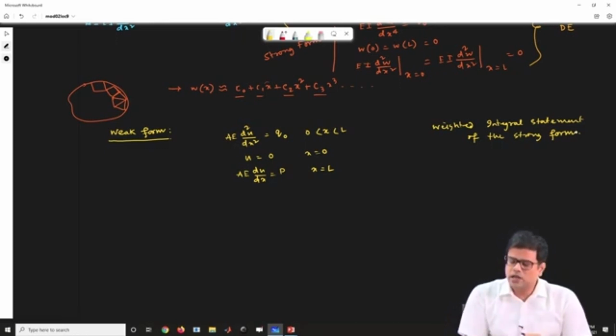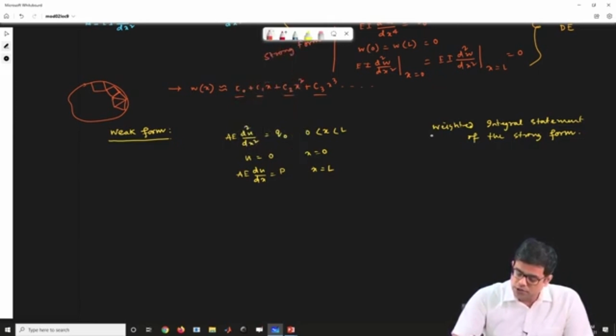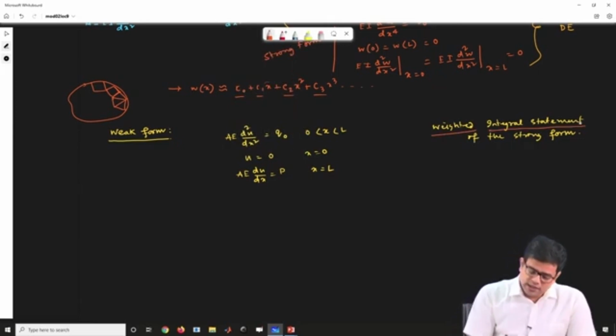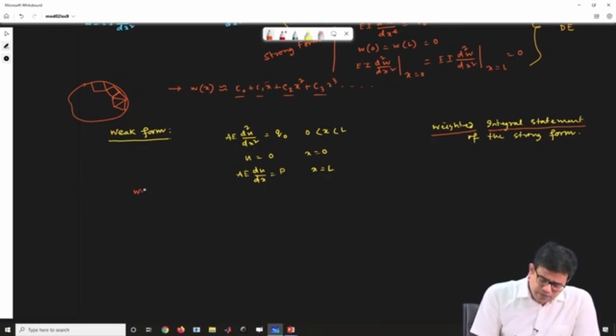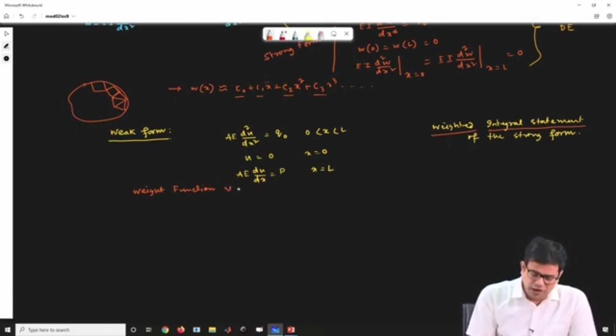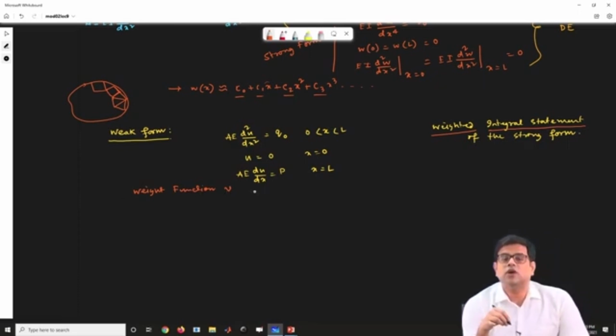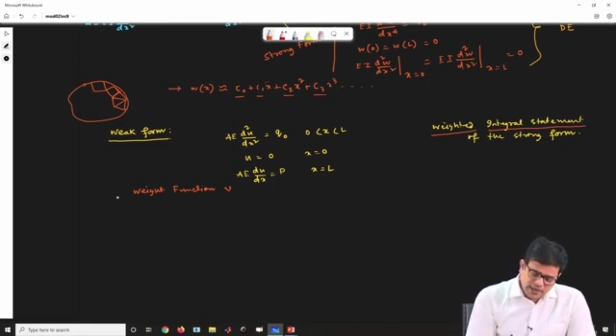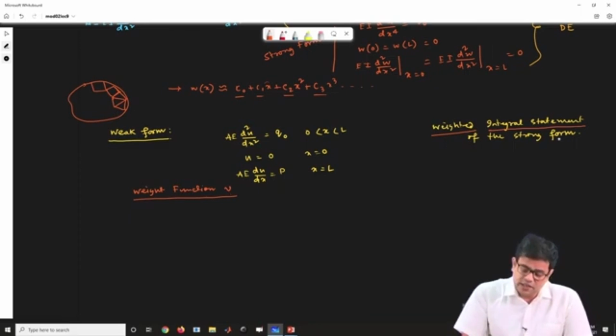Now how can I find this weighted integral statement? Naturally, the word weighted means there is a weight function involved, and this is an integral statement. So let us choose v as a weight function. I will come to the required properties of this weight function in due course, but let us see how we can write the weighted integral statement. It is the integral from 0 to L of v times AE d2u dx2 plus q0, equals 0.